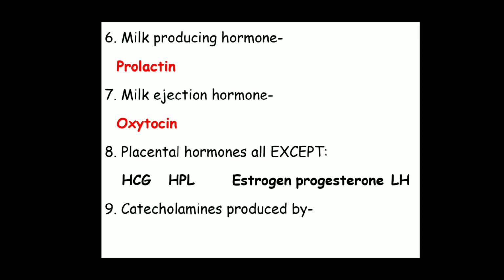Placental hormones are all except HCG, HPL, estrogen, progesterone. LH is not a placental hormone. Catecholamines are produced by the cells called chromaffin cells. Remember, all the other cells too. GFR acronym we have discussed in the previous video: the glomerulosa, fasciculata and reticularis, then the chromaffin cells.